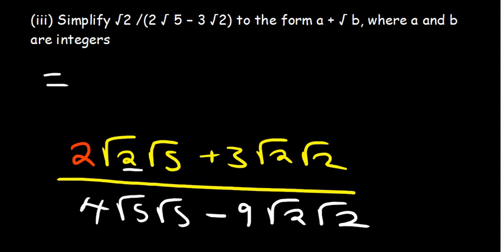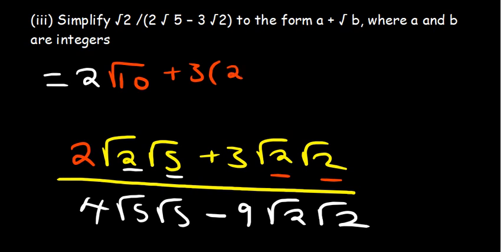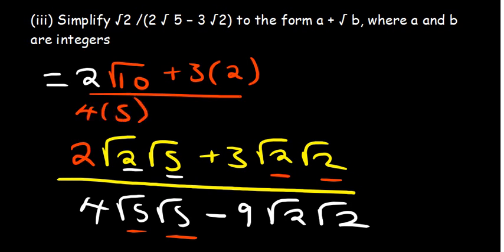Okay, so these are going to help us simplify what we have in this case. So root of 2, root of 5, we can combine and it will become 2 times 5, which is going to be a 10. Then root of 2 times root of 2 is basically a 2. So we have plus 3 and a 2 there, over. Then root of 5 by root of 5 is 5. So we have 4 multiplied by 5 minus. Root of 2 by root of 2 is a 2. So we have 9 times 2.